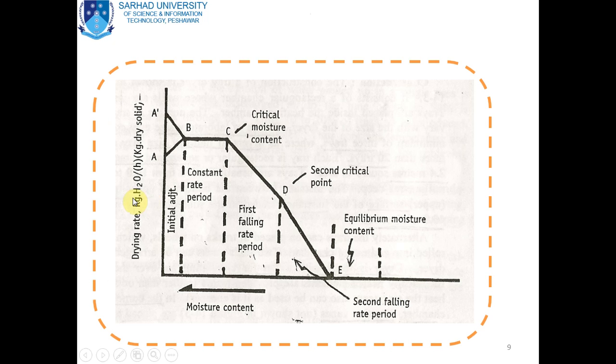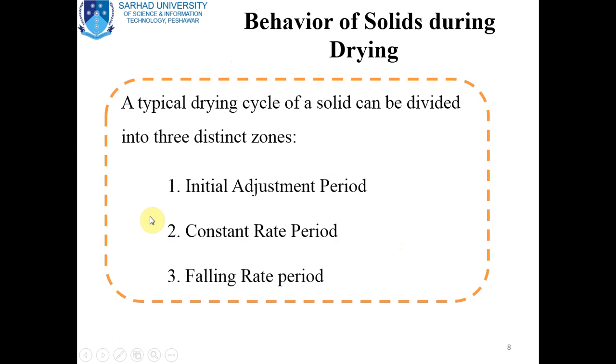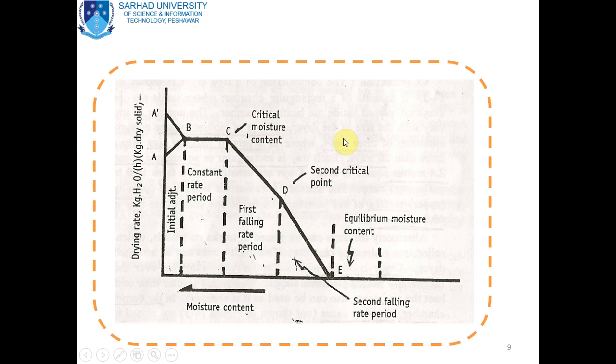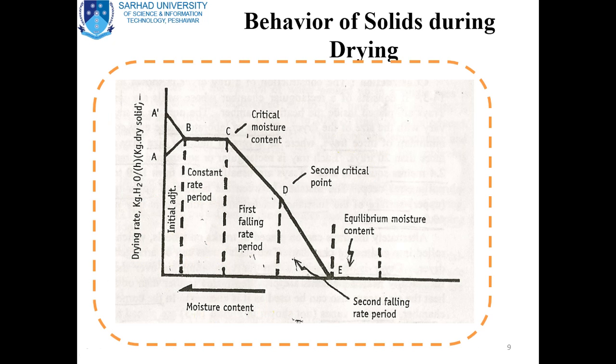Recalling from the previous slides, in which I told you that we take the free moisture content on the x-axis and the drying weight on the y-axis for the graphical representation. The drying weight curve is obtained by plotting this graph. You can see in this figure the graphical representation of the drying weight curve, or the behavior of the solid during the drying process.